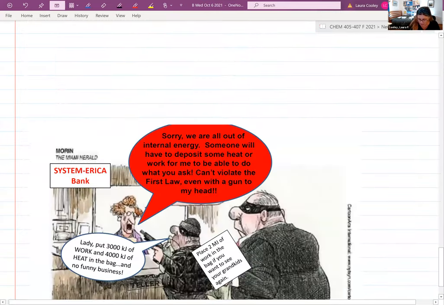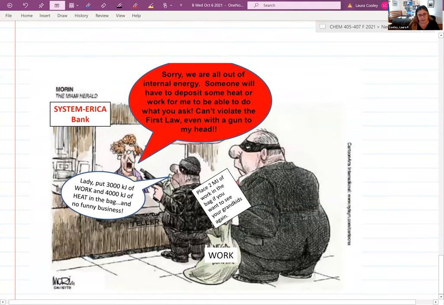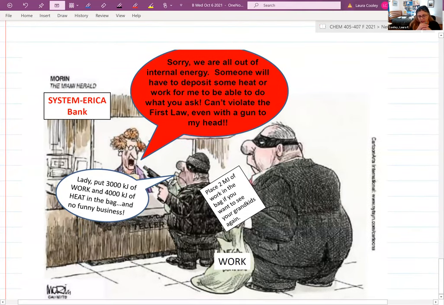Anyway, here's a little cartoon I threw in for a little comic relief. I did this for that talk I gave, so why don't you just read it? Right. So these two mobsters are trying to shake down the bank teller. Maybe they're just thieves, right? To get a bunch of work or heat out of that bank.